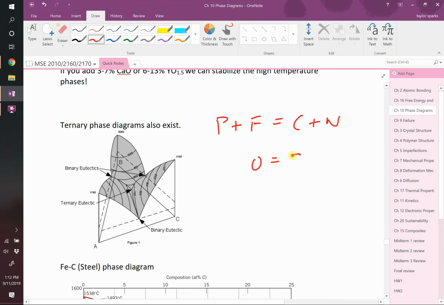Well, now we've got 3 components. Let's assume we're doing it just against temperature, so our number of non-compositional variables is just 1. We can have 4 phases in equilibrium, right? So it's more than just 3 like we've seen on our binaries. You can have 4 different phases in equilibrium. If you have a 4-component system, you can have 5 phases in equilibrium.